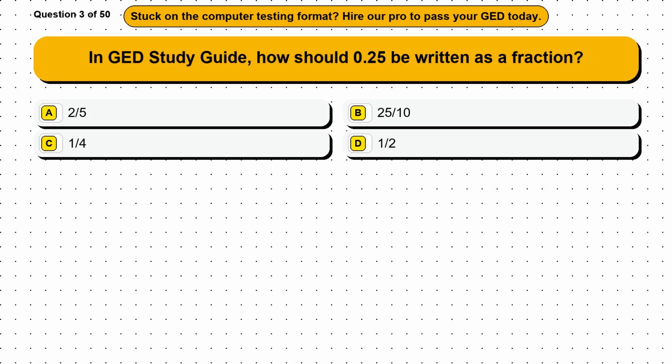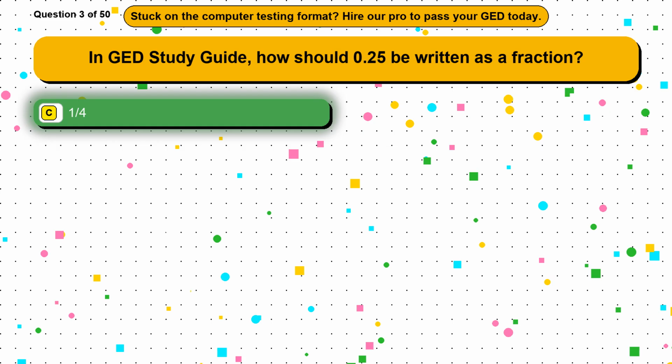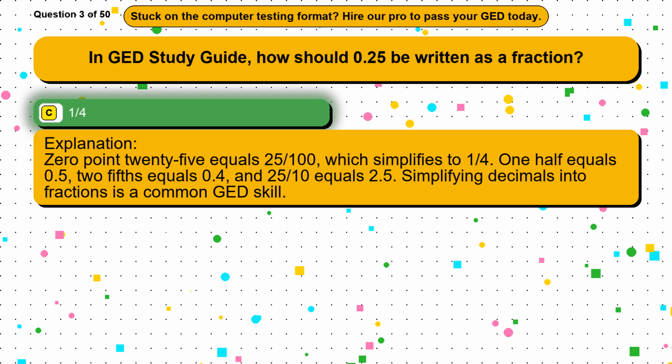Question 3. In GED Study Guide, how should 0.25 be written as a fraction? Option A, 2/5. Option B, 25/10. Option C, 1/4. Option D, 1/2. The correct answer is option C, 1/4. 0.25 equals 25/100, which simplifies to 1/4. 1/2 equals 0.5, 2/5 equals 0.4, and 25/10 equals 2.5. Simplifying decimals into fractions is a common GED skill.